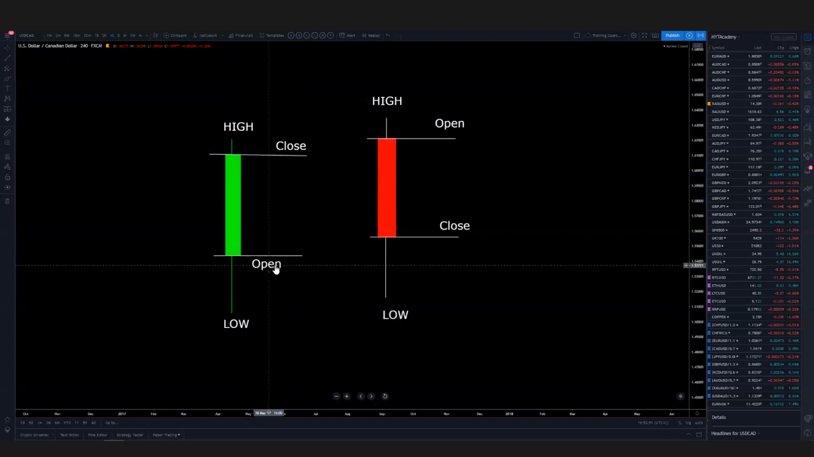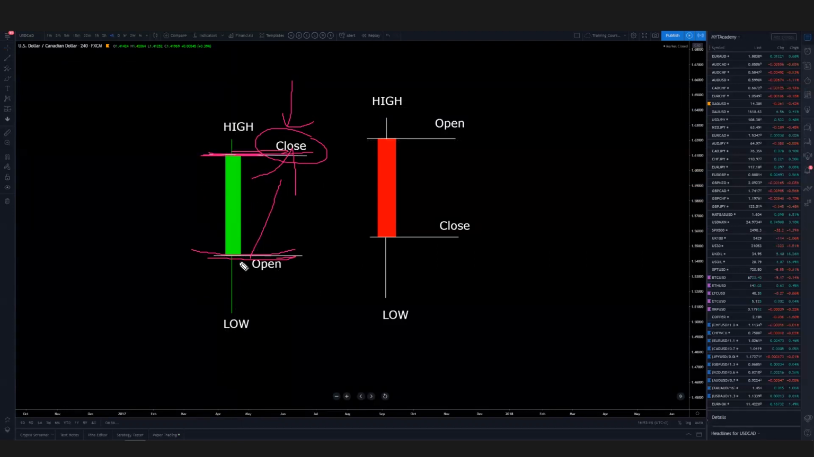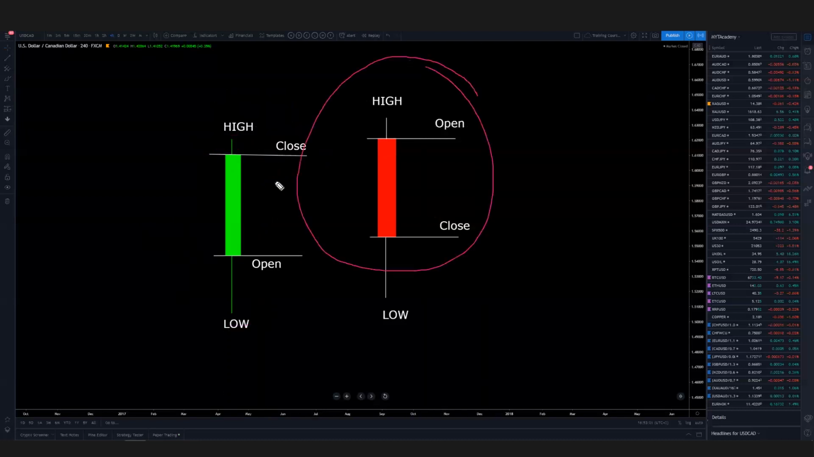So what does this mean? At the beginning of these 4 hours the market has opened lower and has closed higher. So what does this mean? That we have a price which is trying to rise. We have a green candle because the price closes higher than it opens. And these are the wicks. This is what we are calling the wicks. And they are in the downtrend market.